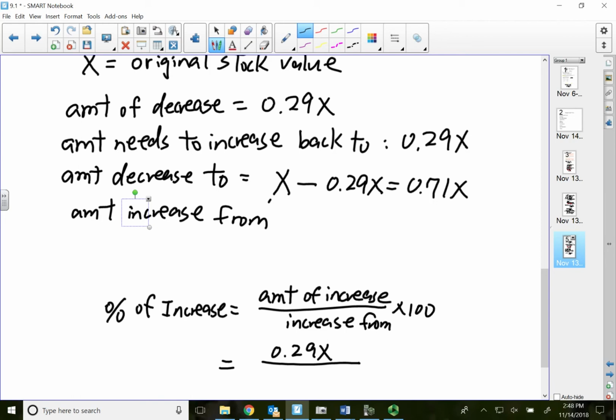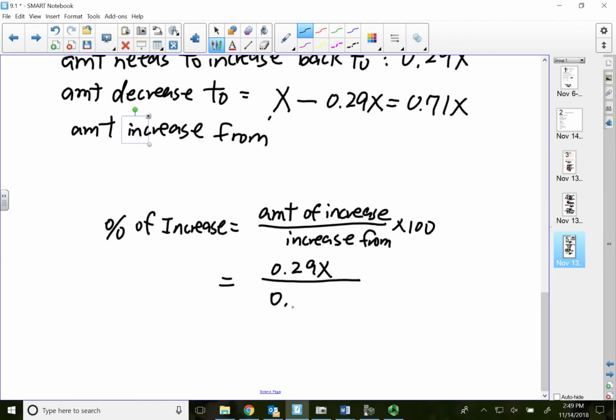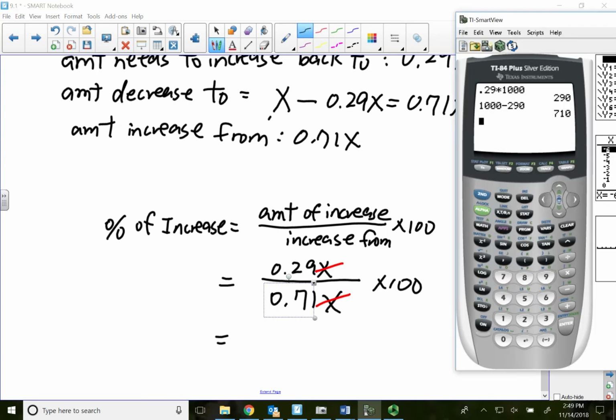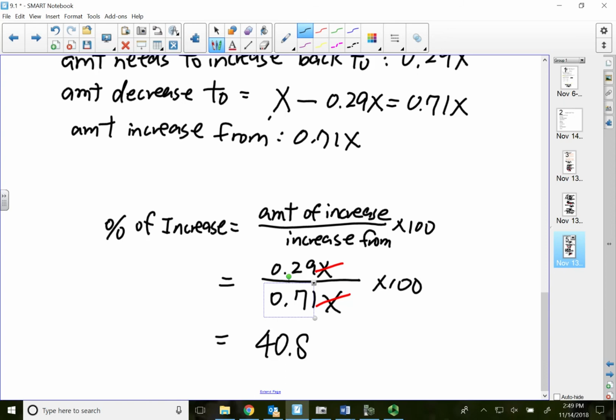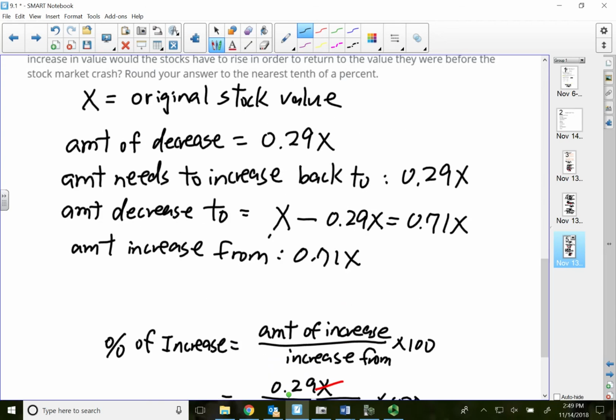Because this stock value X can be any number we want, the percent increase is 0.29x divided by what I need to increase from, 0.71x, times 100. X on top and X on the bottom cancel each other out. So this problem is simply 0.29 divided by 0.71, then times 100. Rounded to the nearest tenth, I need to increase 40.8% to go back to my original stock value X.